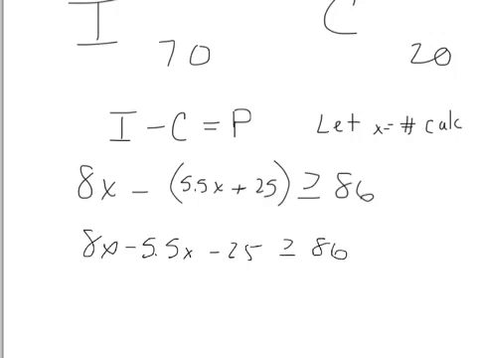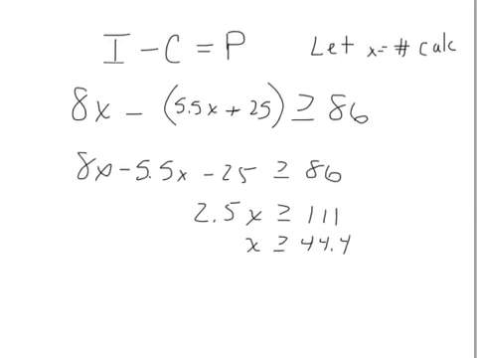I'll add the 25 over to the 86, making that 111, and at the same time, I'll combine the 8x minus the 5.5x, giving us 2.5x. And then here, if I simply divide by 2.5 on both sides, I'm going to get x has to be greater than or equal to 44.4. Well, at this point in time, we have to use logic and say, if you need greater than or equal to 44.4 calculators, you need at least 45 calculators. So your answer is at least 45 calculators.